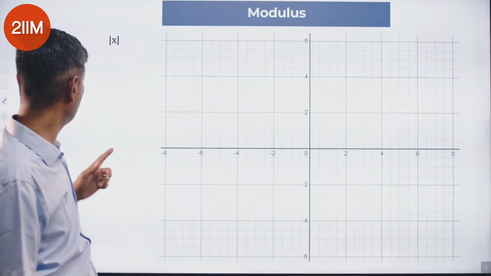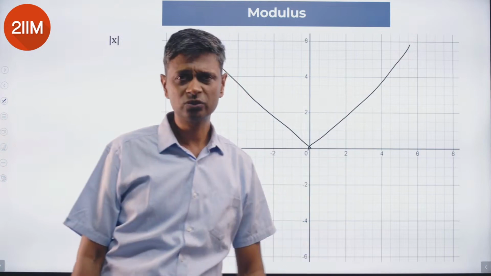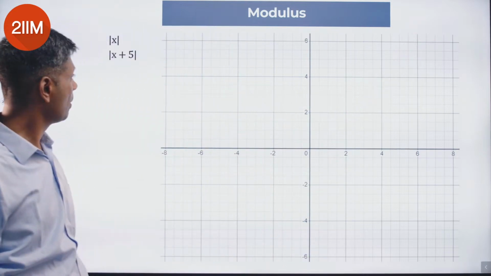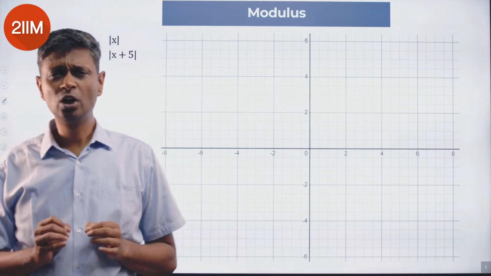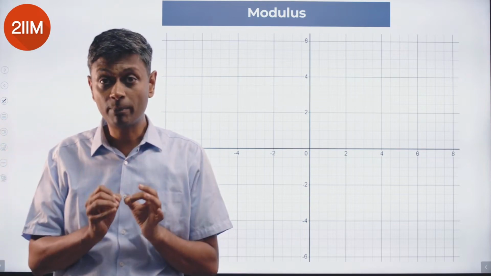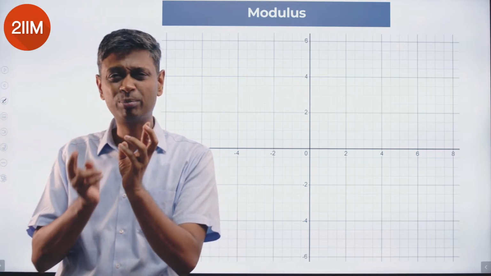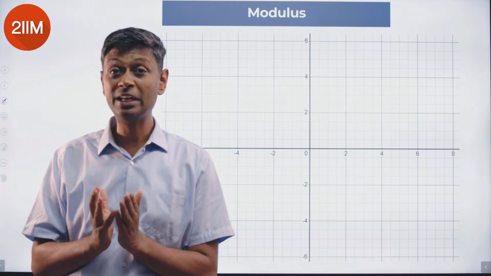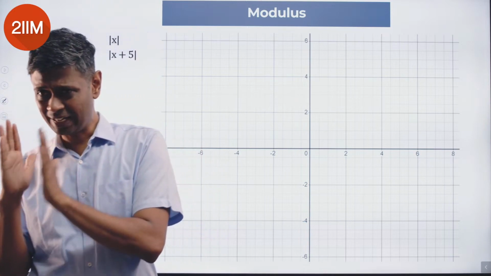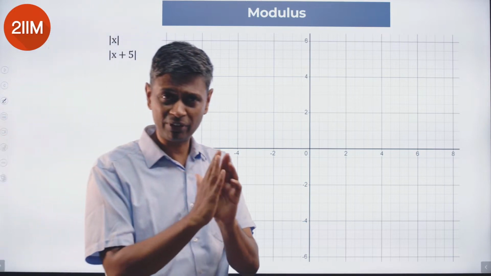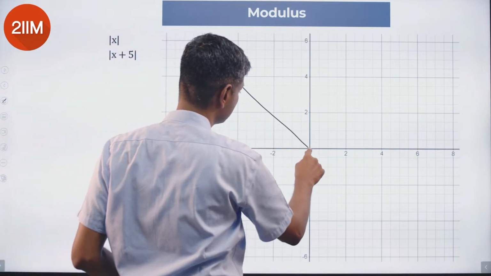Mod x, how will it be? Nice. Let's do one more. Modulus of x plus 5. Beautiful. Modulus of x we have drawn. Modulus of x plus 5. Instead of x, I have x plus 5 or x minus minus 5. And it's like saying I move the graph to the left by 5 units. Y equal to mod x is a graph like this.